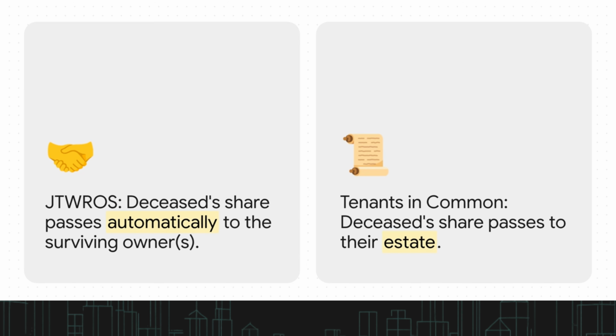The test is always going to ask you about what happens when one of the owners dies. With joint tenants with rights of survivorship, or JTWROS, the deceased share automatically passes to the surviving owner. It totally bypasses the will and probate. Just think survivorship. Now for tenants in common, or TIC, the deceased share goes directly to their estate to be handled by the will. The test wants you to know exactly where that money goes.